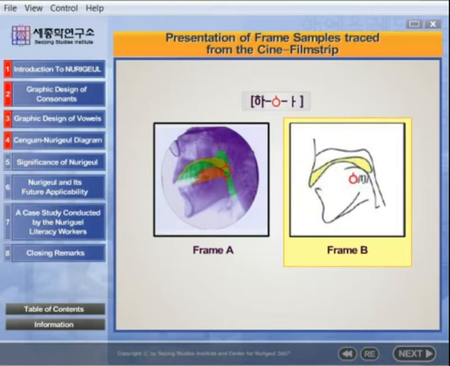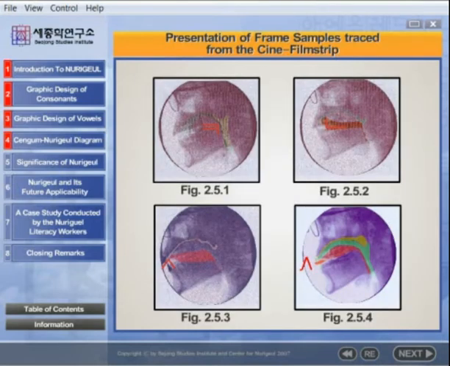N. A systematic comparison of the shapes of the actual letters and the articulatory configurations in the figures 2.5.1 through 2.5.4 show a complete correlation between the visualized configurations of the vocal tract activities and the consonant letters of Nurigle. For example, the tongue tip sticking out between the upper and lower incisors in order to produce English interdental sound F is visible in the figure 2.5.4.